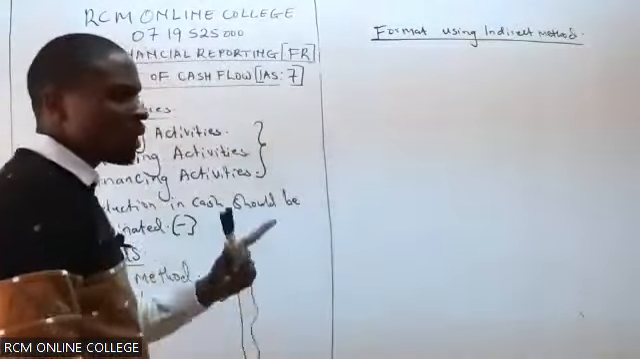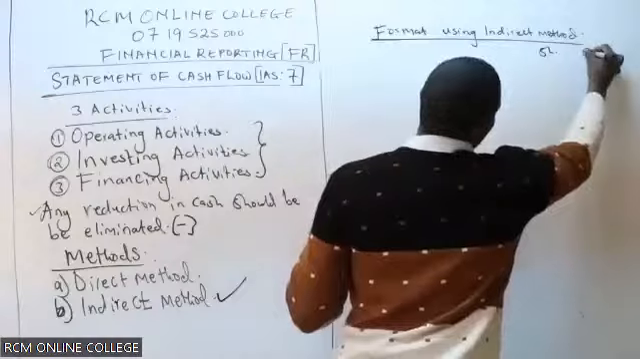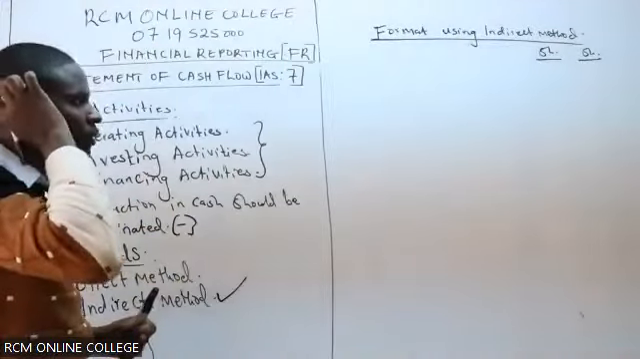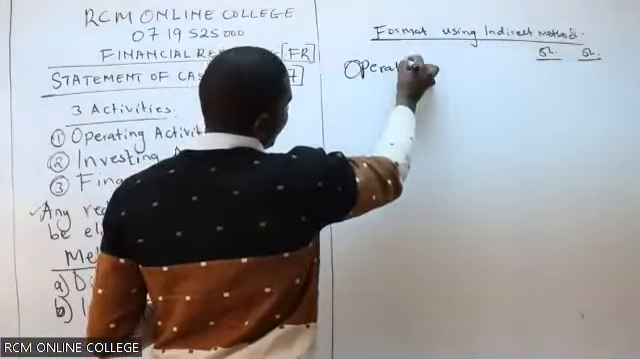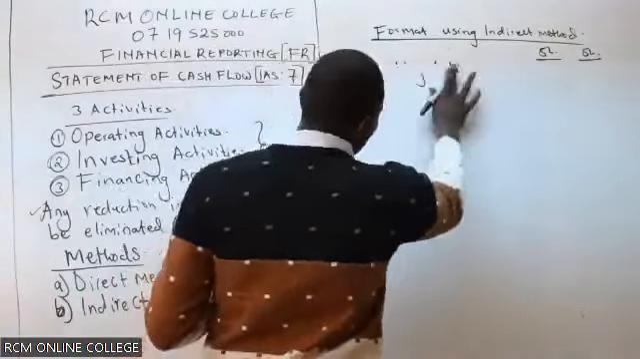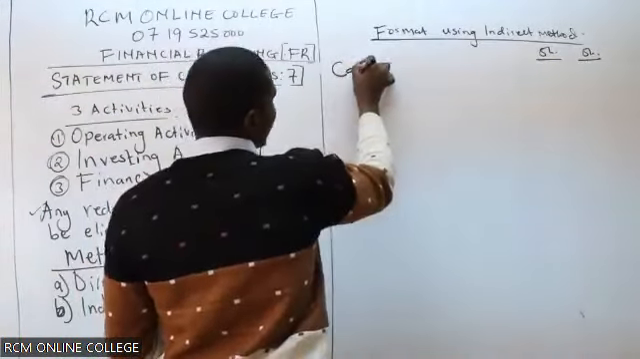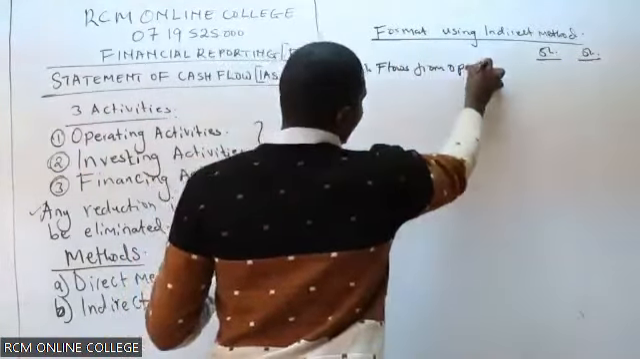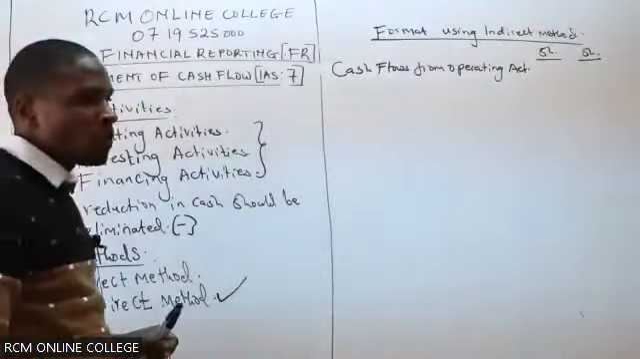Great. For the cash flow, I would advise that you be using two columns. So we can have the two columns there, in shillings. The first activity is operating activities. That is cash flow from operating activities. It's good to state it. Let us just put it in that order. Cash flow from operating activities.